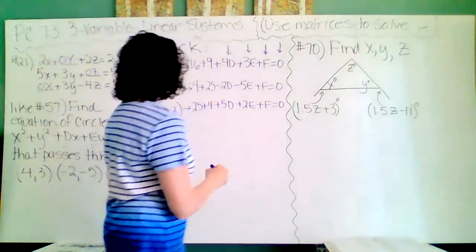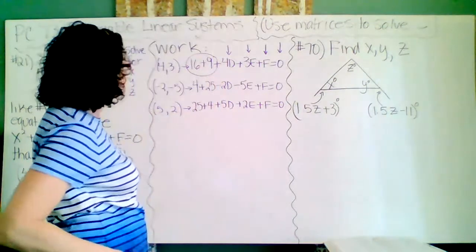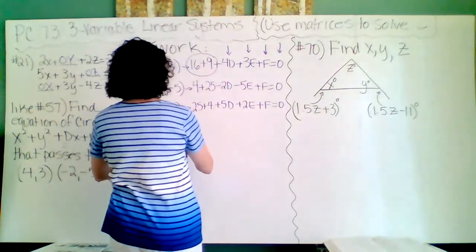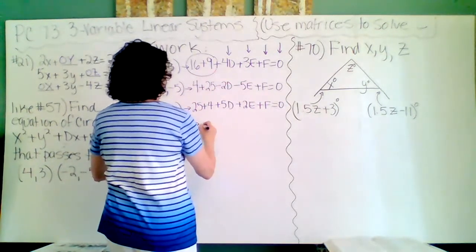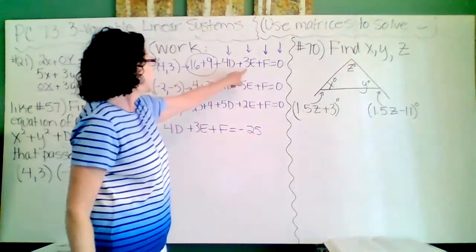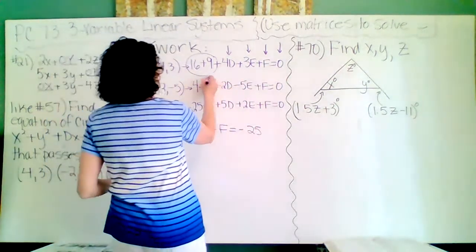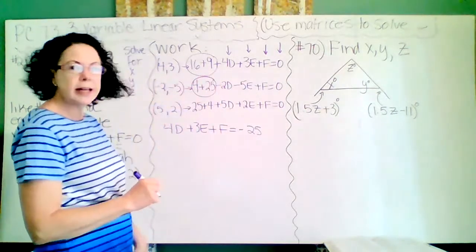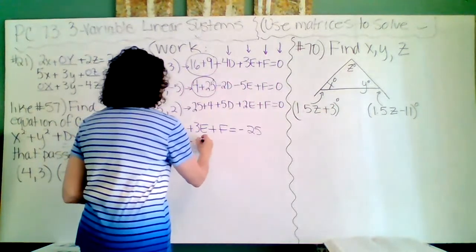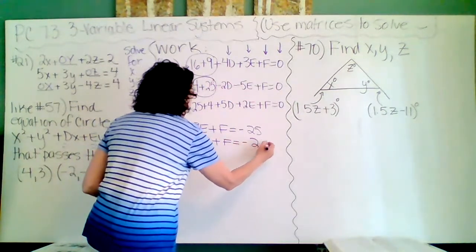So what we have to do to get this matrix ready is notice on the left-hand side of the equation, 16 plus 9 is 25. So I'm going to subtract 25 from both sides. So my first equation is now 4D plus 3E plus F equals negative 25. Let's do the same here. This is a positive 29. I'm going to subtract 29 from both sides. I now have negative 2D minus 5E plus F equals negative 29.